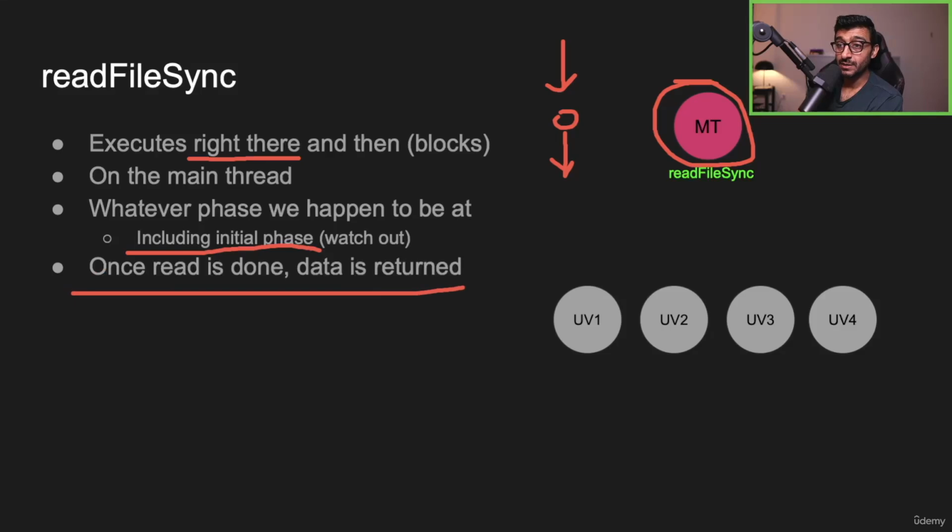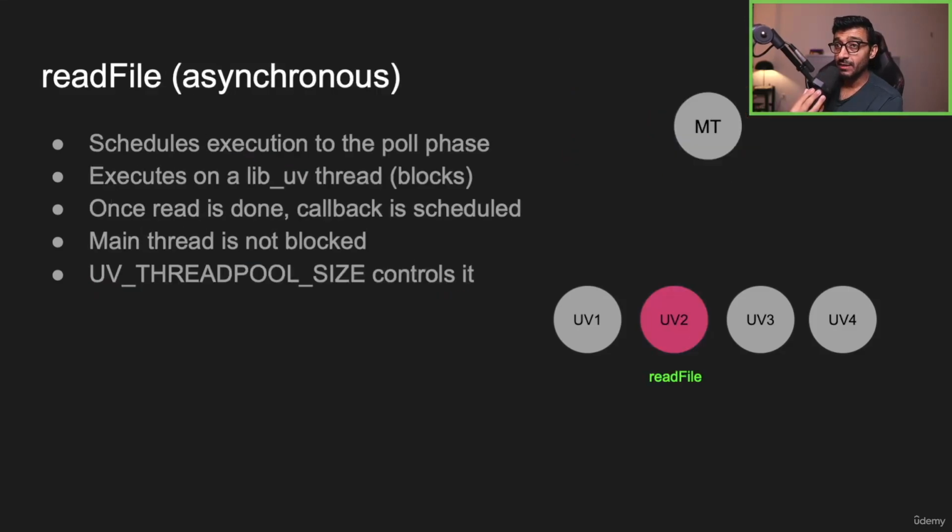And of course, once the read is done, the data is returned. So that's how it works. It's always done on the main thread. Take the other approach, which is the asynchronous approach, which moves the burden of the blocking to one of the UV threads, and just says, hey, I'm going to read the file and call me when you're ready.